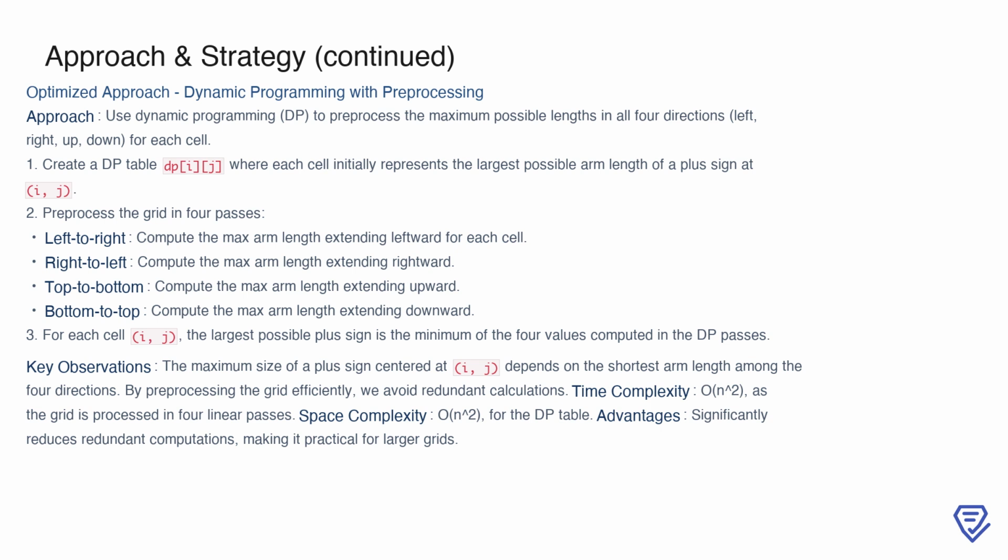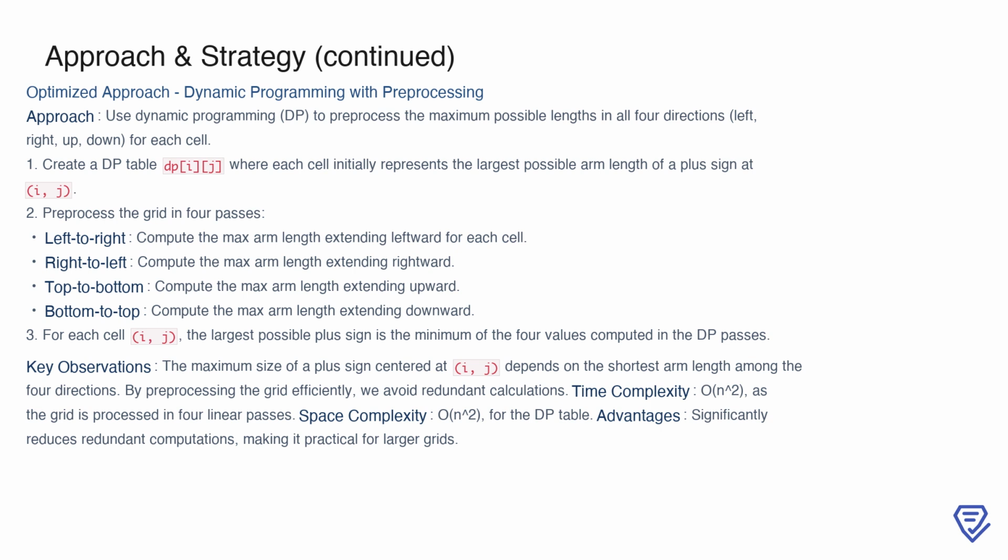In the left-to-right pass, we calculate the maximum arm length extending leftward for each cell, then repeat similar computations for the right-to-left, top-to-bottom, and bottom-to-top passes. After these passes, the largest plus sign for any cell, i, j, is determined by the minimum of the 4 pre-computed values for that cell. This pre-processing eliminates redundant calculations and ensures efficiency.